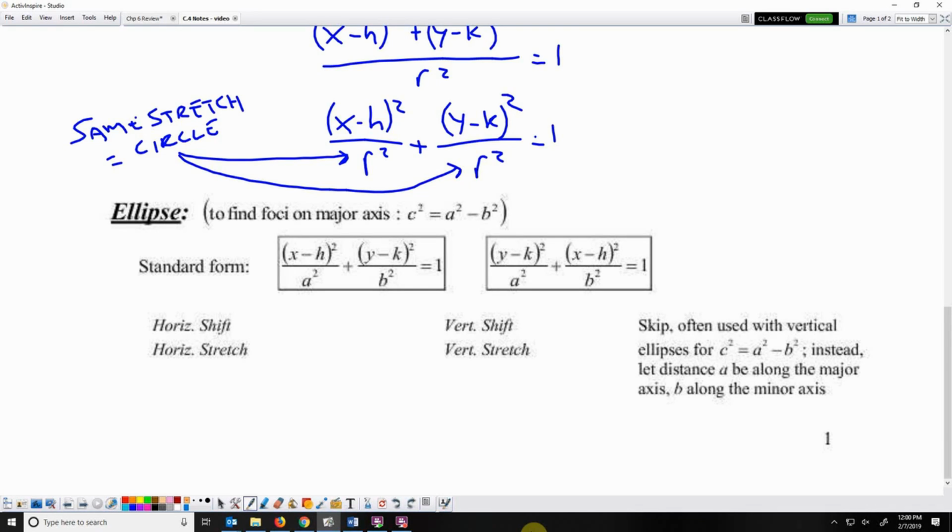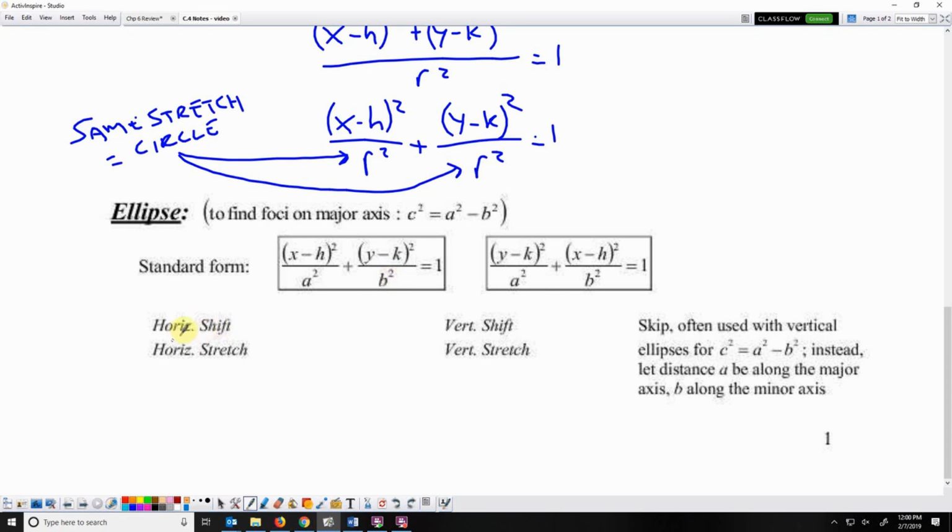We'll move on to the ellipse. The standard form of an ellipse is x minus h squared over a squared plus y minus k squared over b squared equals 1. That a squared underneath the x is going to help us find the horizontal stretch, and the b squared under the y is going to help us find the vertical stretch.